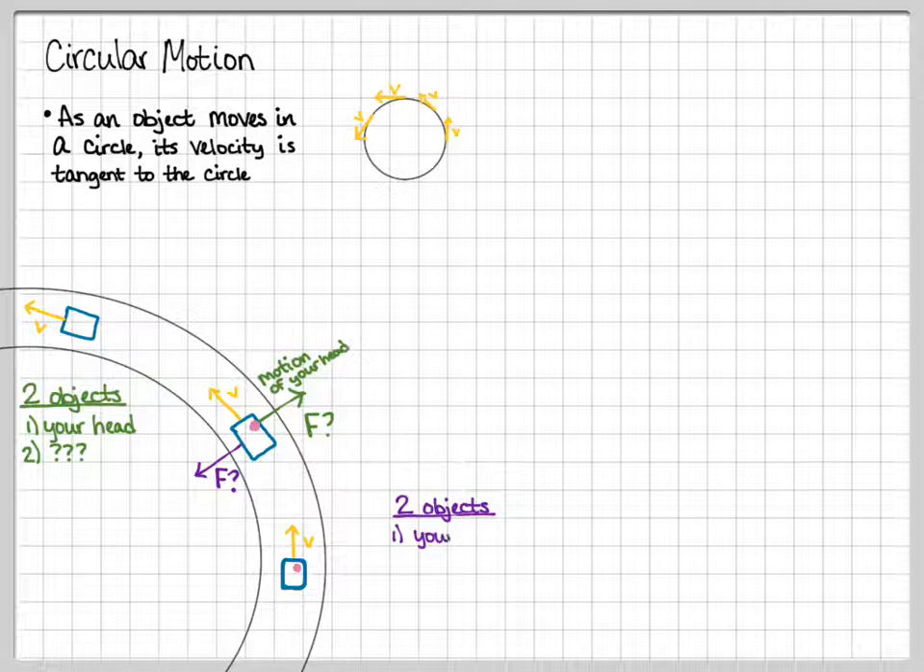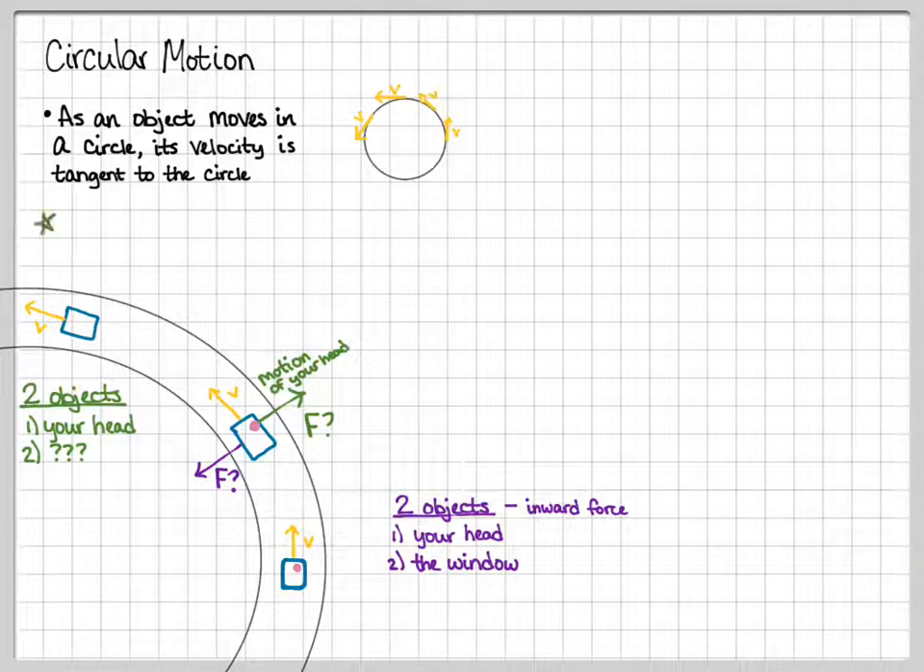We might be able to find our two objects on this one. We have, once again, your head, and, oh right, you smacked your head against the window. The second object's going to be the window. Okay. So this was an inward force. We have two objects here, so it seems like the inward force does exist.